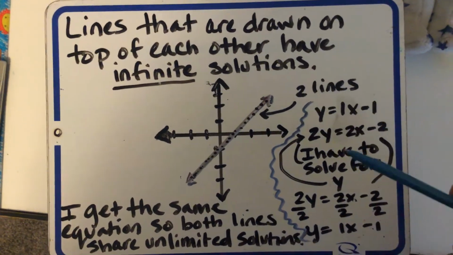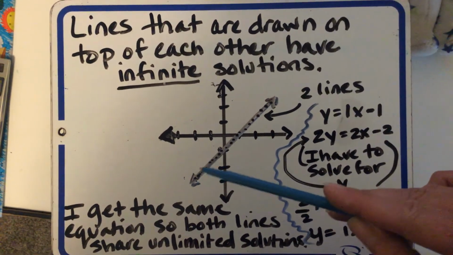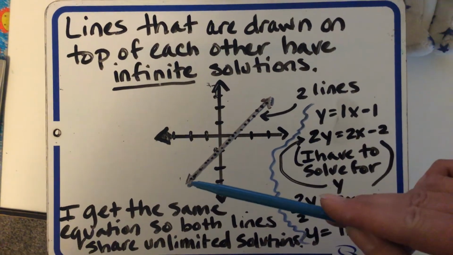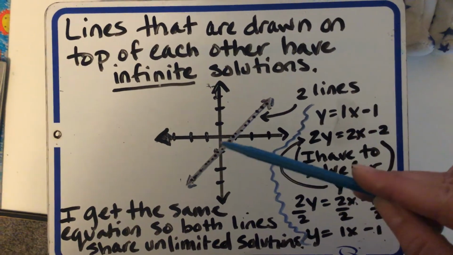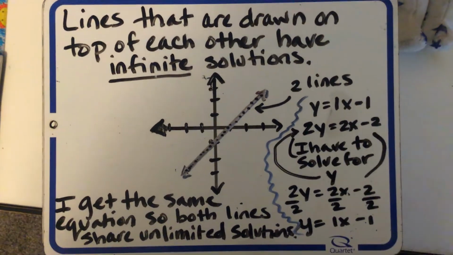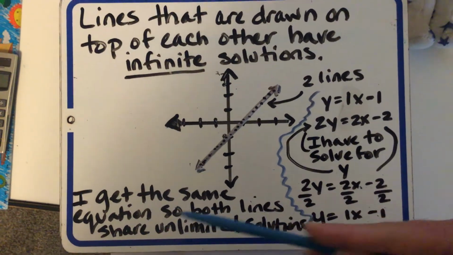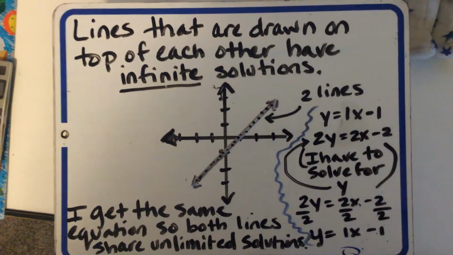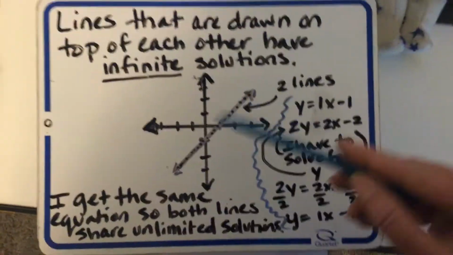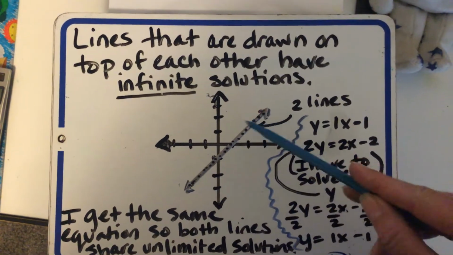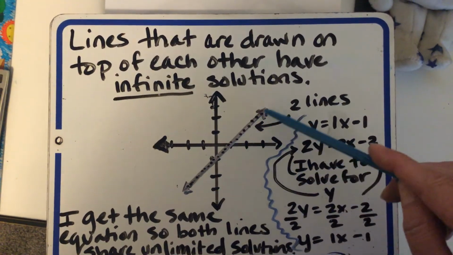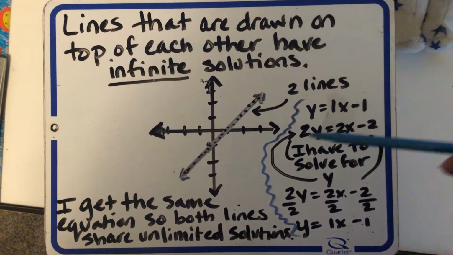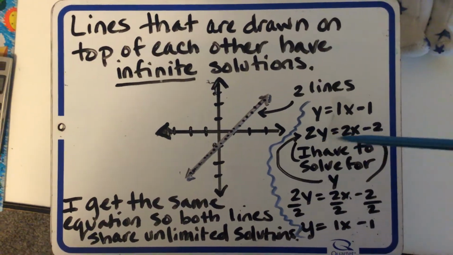What does infinite mean? Infinite means that the number of solutions goes on forever. Imagine this line goes all the way on forever and ever. So every teeny little point that these two lines cross are solutions to both equations. So I get the same equation, so both lines will share unlimited solutions, which is what we call infinite. Okay, so again, if the lines are on top of each other, every little point they cross is a solution to both equations. Sometimes equations will look different, but remember you have to simplify them first.